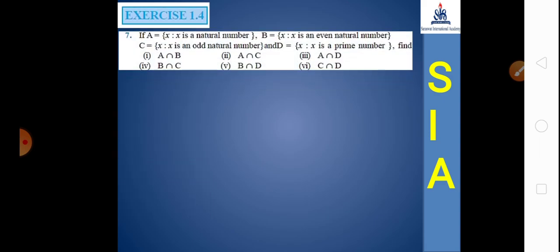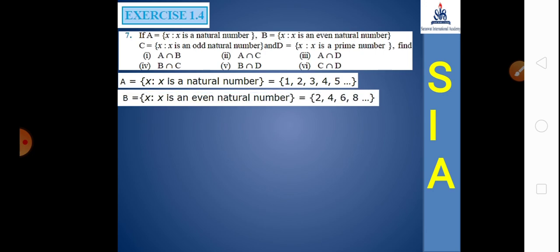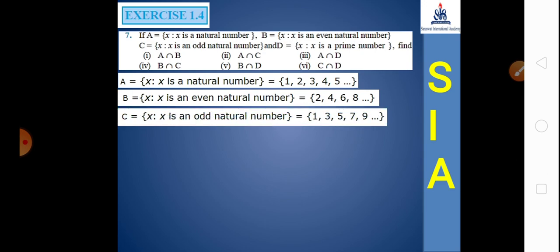1.4. Seventh one. Here also total 6 questions. But first of all look at the question. Set A is natural numbers. Natural numbers, you know, 1 to 5 up to infinity. Set B is even natural numbers, means 2, 4, 6, up to the last. And set C is odd natural numbers. Students, you know odd natural numbers are 1, 3, 5, 7, 9. Now first question.